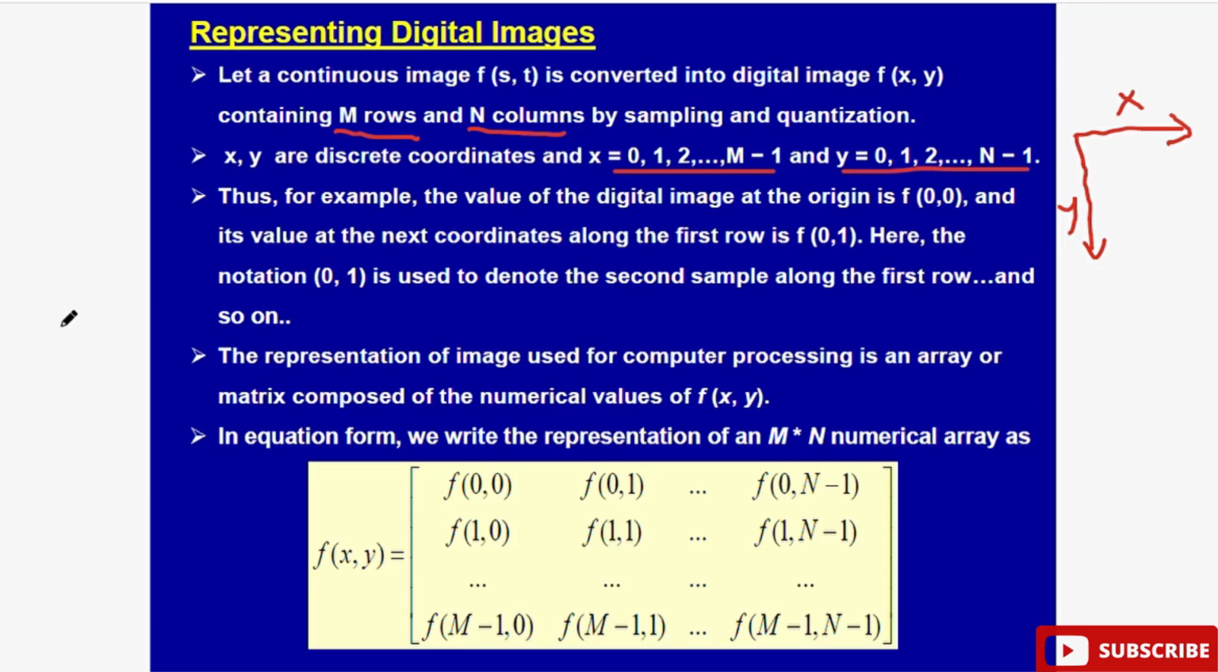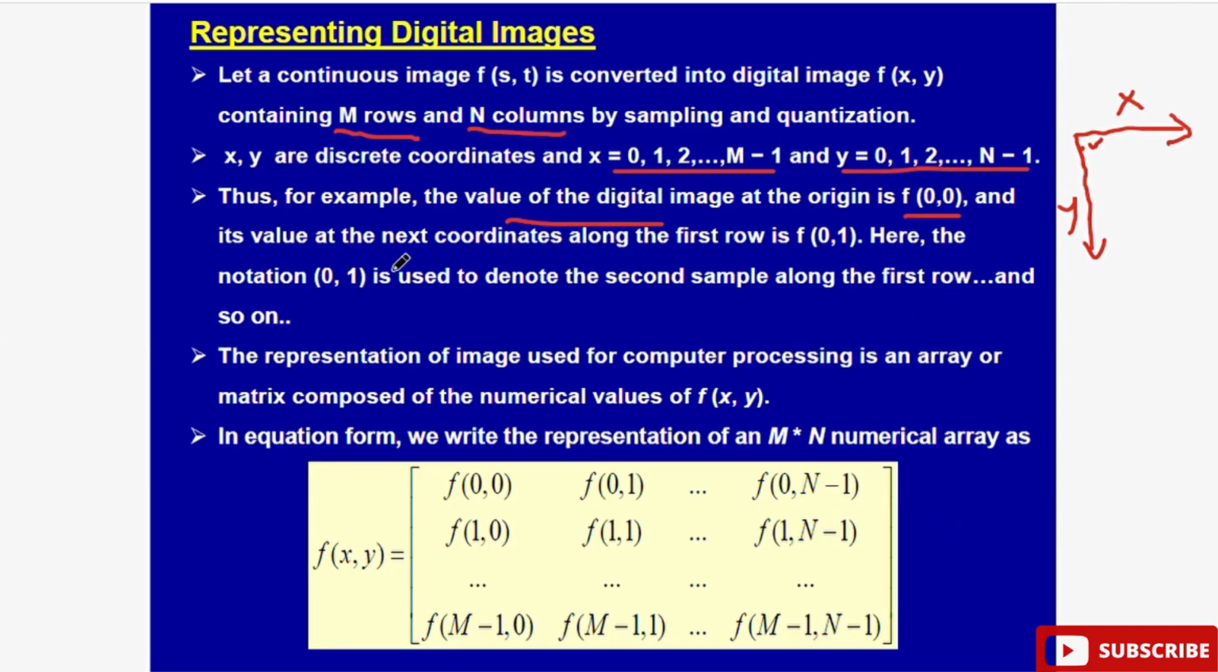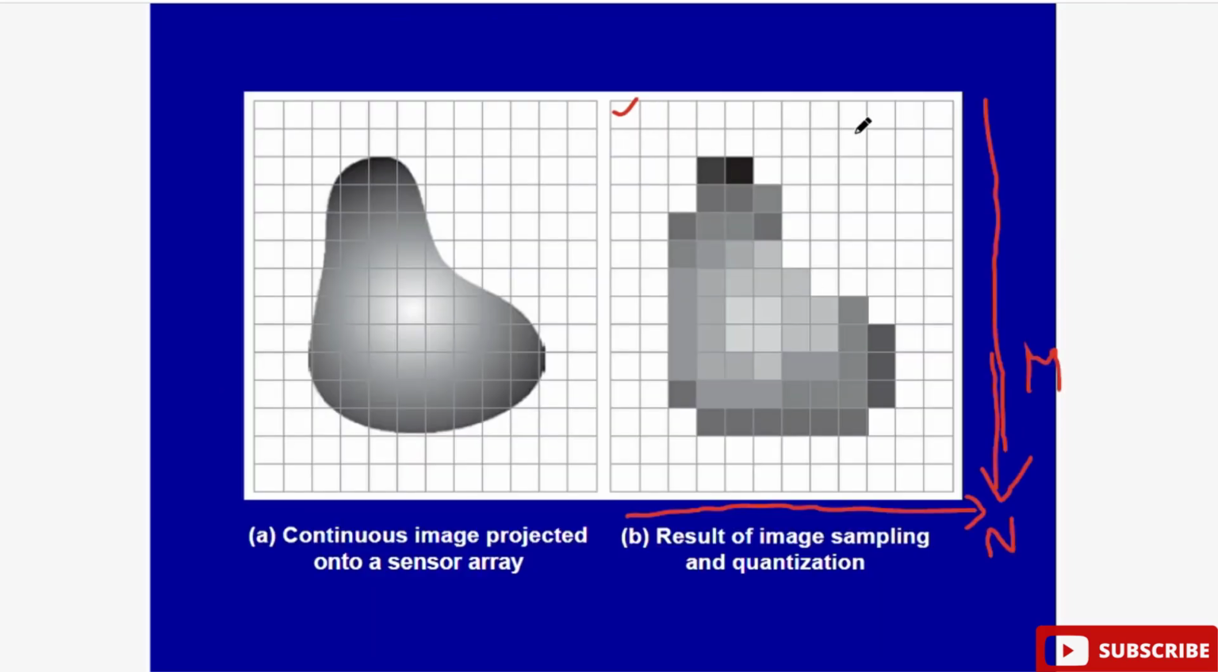Okay. So, for example, the value of the digital image at the origin is f of 0, 0. See, this pixel is f of 0, 0. Okay. If you want, you can check this. This is the f of 0, 0. Okay. Then its value at the next coordinates along the first row is f of 0, 1. This is the first row. This is the second row, and this is the third row, and this is the first column, second column, third column. Though I'm speaking like first column and first row, its numerical representation is 0.